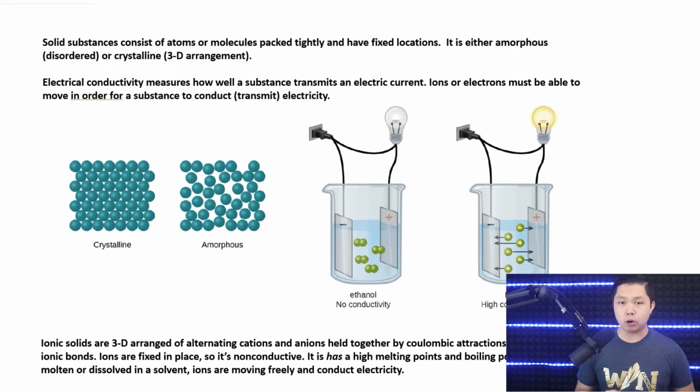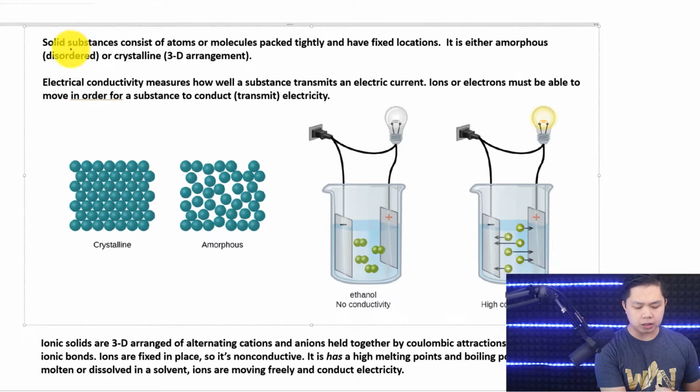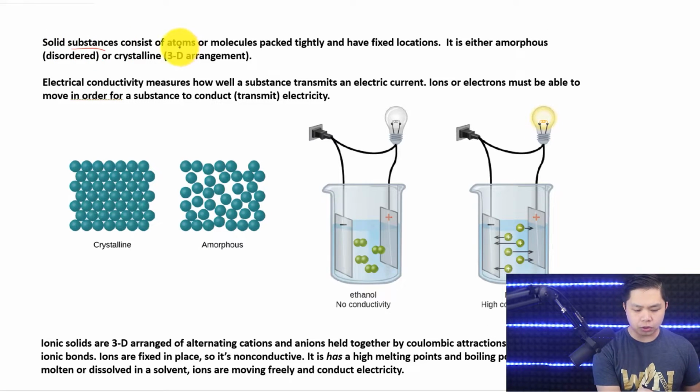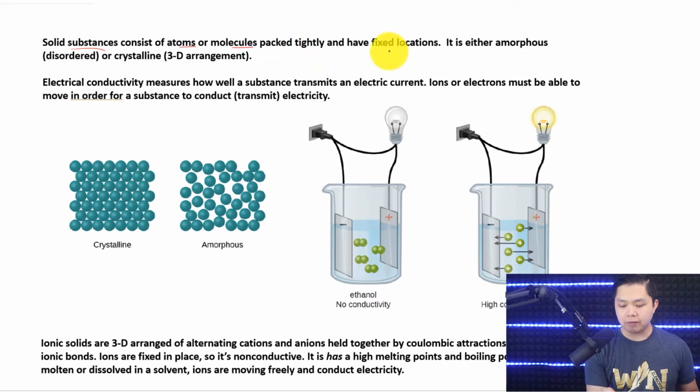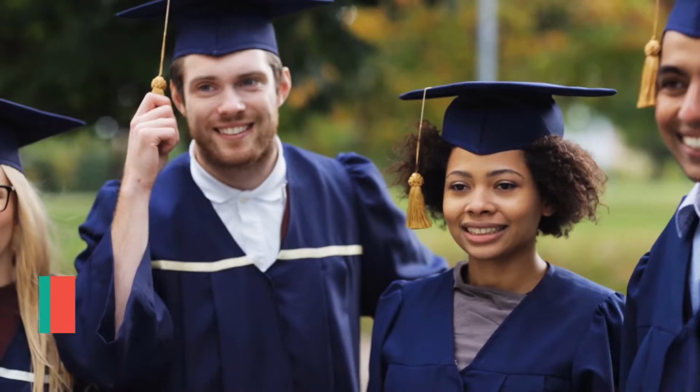In this lesson, we are going to learn about solids, and we are going to look at different types of solids. Well, what is a solid? Well, a solid substance consists of atoms or molecules that are packed tightly together, and therefore they have a fixed location. That means they don't move around. Now, it is either amorphous or crystalline.